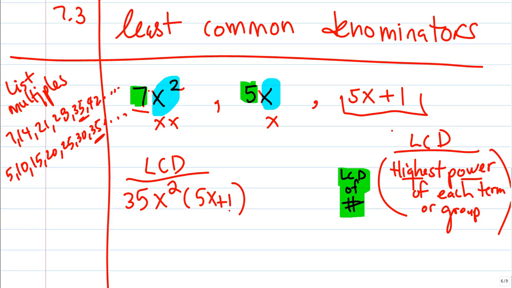So it's the highest power of the numbers, the highest power of the term x, and then any groups we keep individually. This 5x is different than this 5x. Remember, this one is a group with the 5x plus 1, and this one is just a 5 times x.